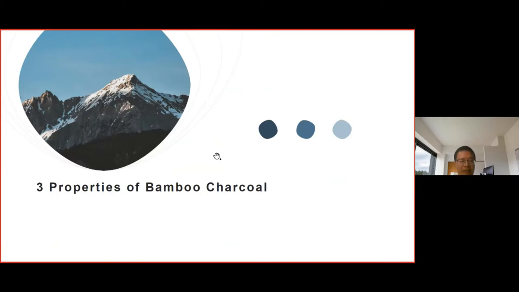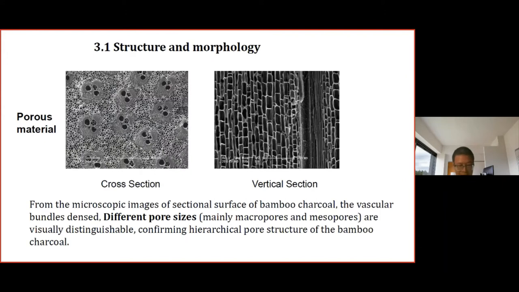The third part, properties of bamboo charcoal. The left and the right pictures are the cross and vertical sections of bamboo charcoal obtained by scanning electron microscope, respectively. Different pore sizes are visually distinguishable, confirming the helical pore structure of the bamboo charcoal.